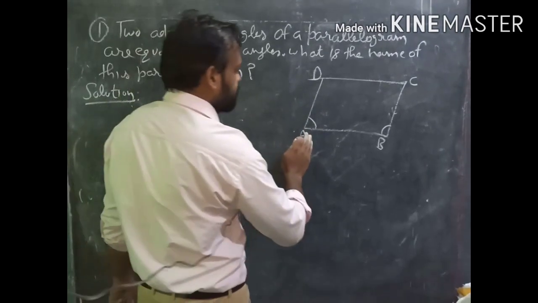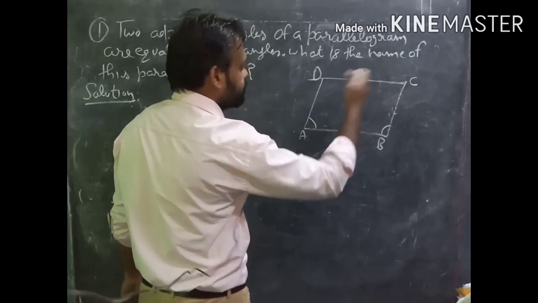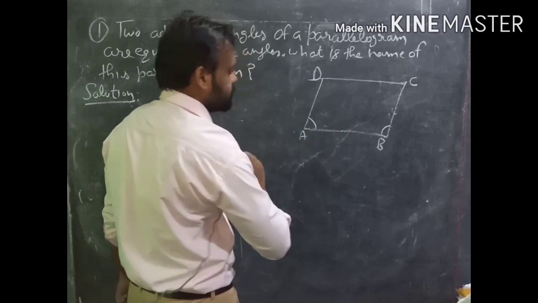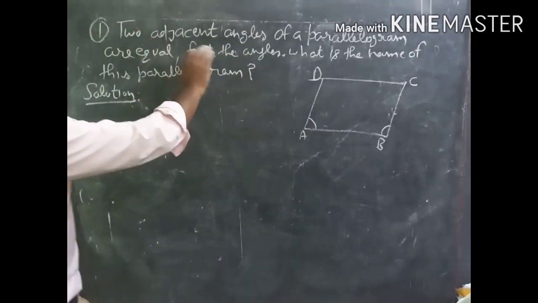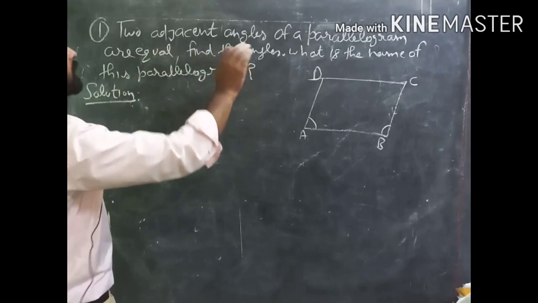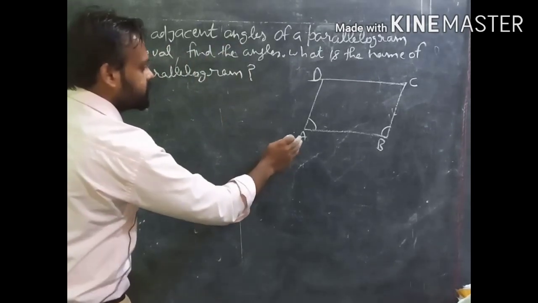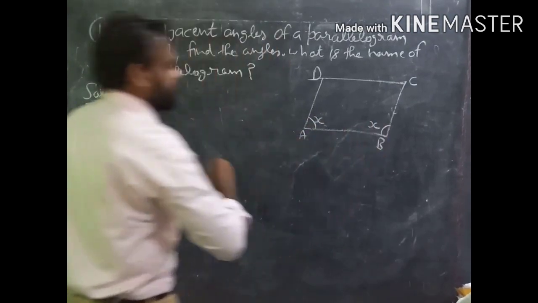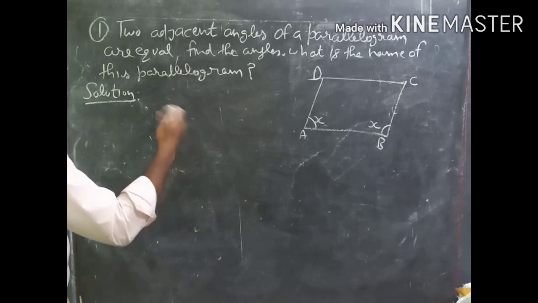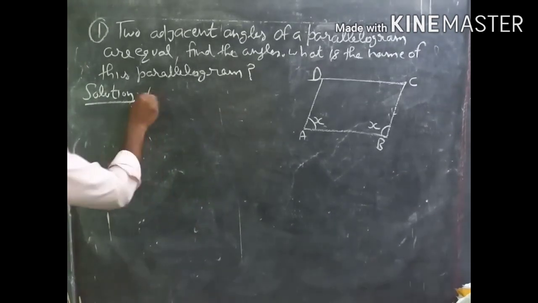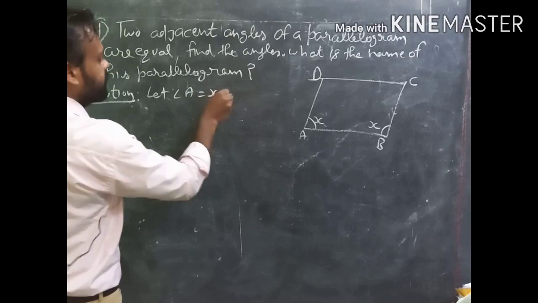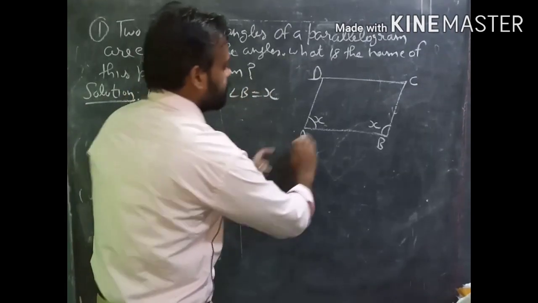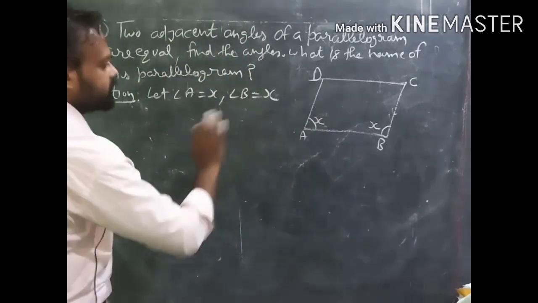I am just drawing this, and this is only a rough sketch first of all. So here I am marking angle A and angle B, these two adjacent angles. First of all, given is that two adjacent angles of a parallelogram are equal. So let's suppose angle A is x and its adjacent angle is also x, because these two angles are given to us as equal. So angle A is equal to x and of course angle B is equal to x.